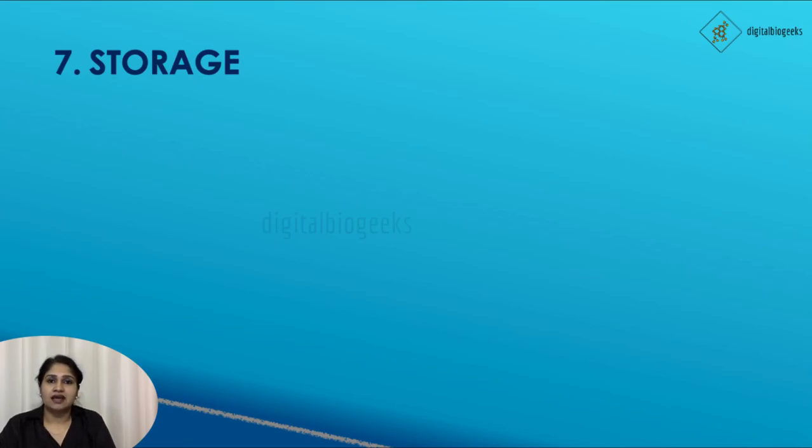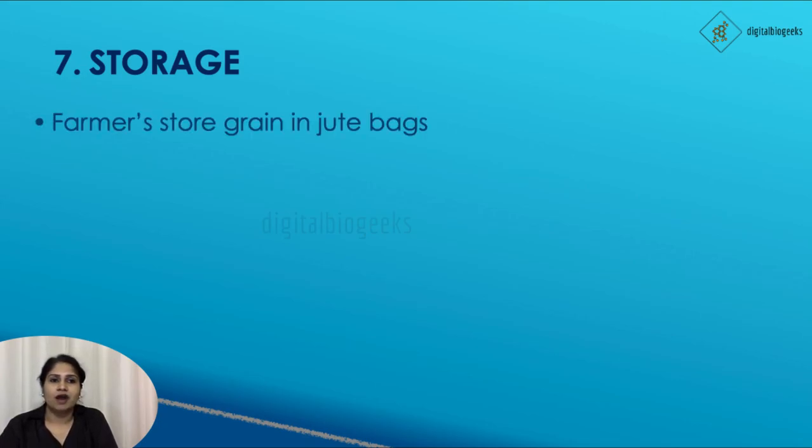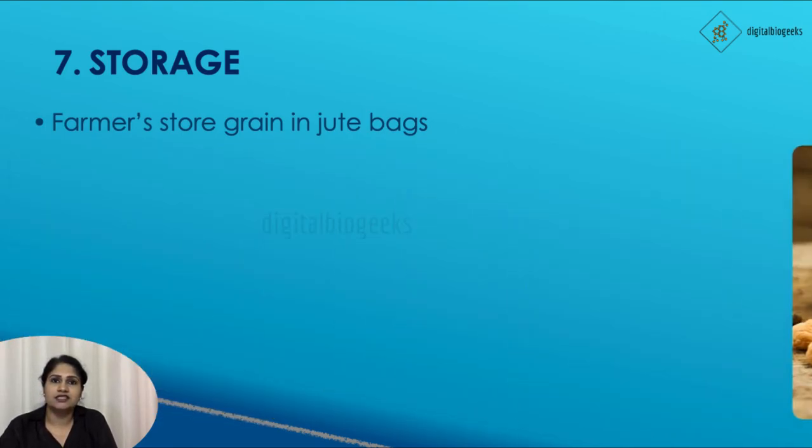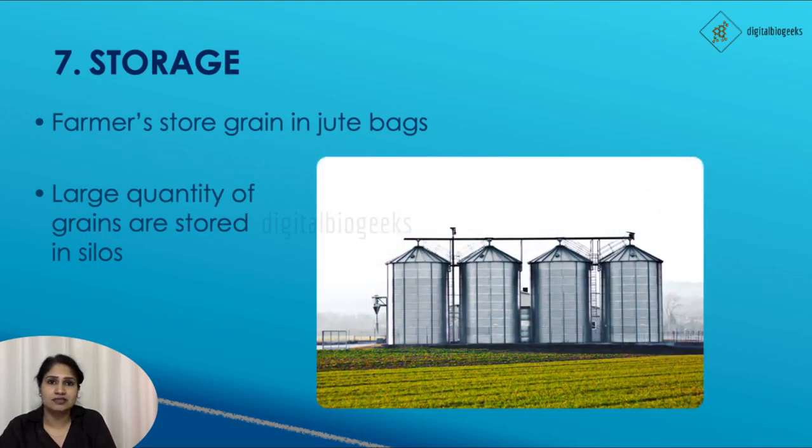Storage. The harvested grains are to be stored for a long time. They should be safe from any microorganisms, pests or insects and moisture. If we store the harvested grain before drying, it will get spoiled and attacked by microorganisms. To prevent this, before storage, we have to dry the grain in sun to reduce the moisture content. This will prevent the attack of bacteria and fungi. Farmers store this grain in jute bags. Large quantities of grain are stored in silos like this.